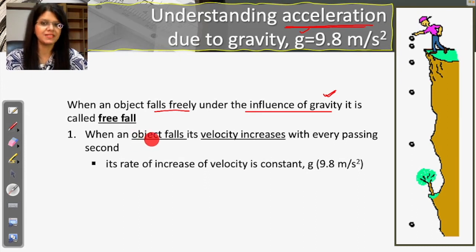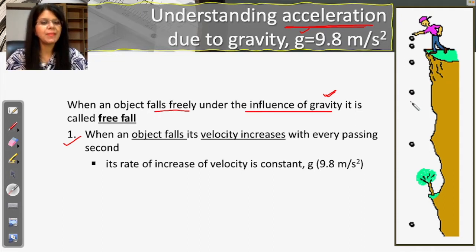When the object falls, its velocity increases with every passing second. Now this is something that we need to understand. When the object is falling down, it is not falling down at a constant velocity. As it falls down, it is gaining velocity with every passing time. Say that these positions of the ball that you see in the picture are clicked after every 1 second. So at the 0th second, the ball was at this location. After 1 second, this is the new location. After the next 1 second here. After the next 1 second here.